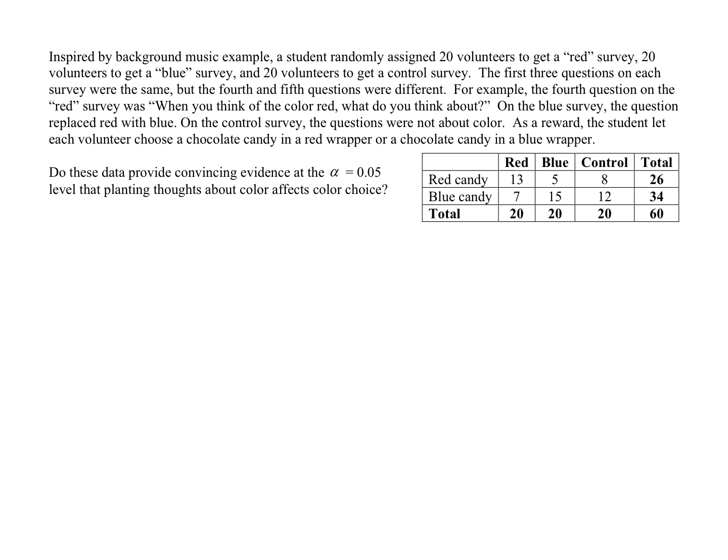Do the data provide convincing evidence at the 0.05 level that planting thoughts about color affects color choice? Okay, before we do our test, we need to talk about how do we know what type of test it is. Because when you get to AP review in all of April, you're going to have to be able to put all of these together. So when you see this data, the first thing that you should be thinking about is, okay, I have two different variables. I have the candy color and I have the survey color. Then we should be thinking, we have two categorical variables.